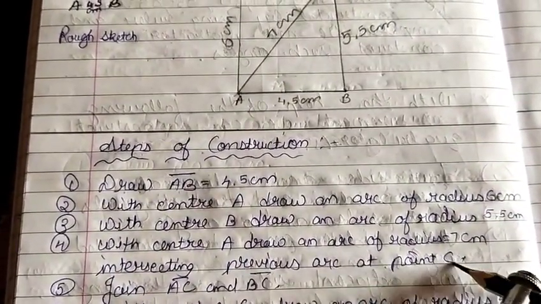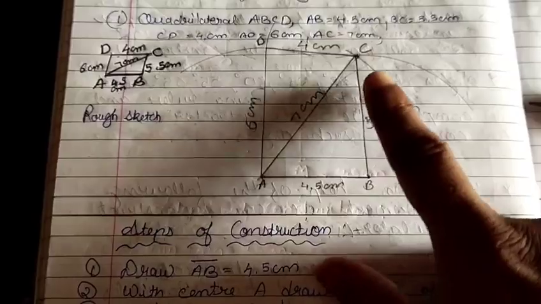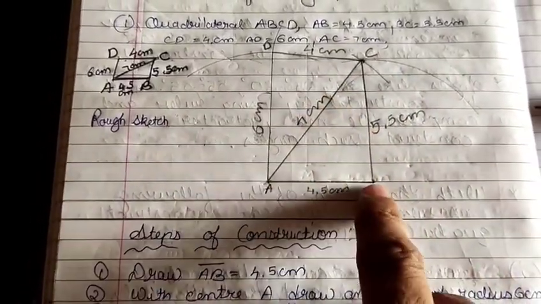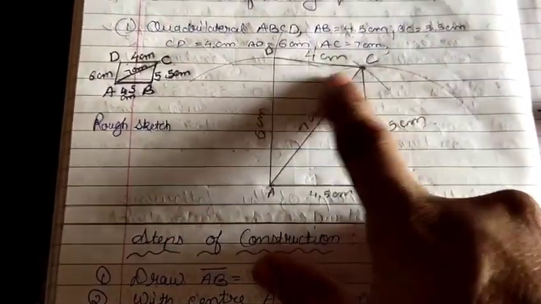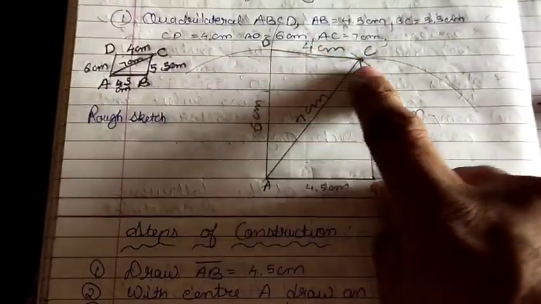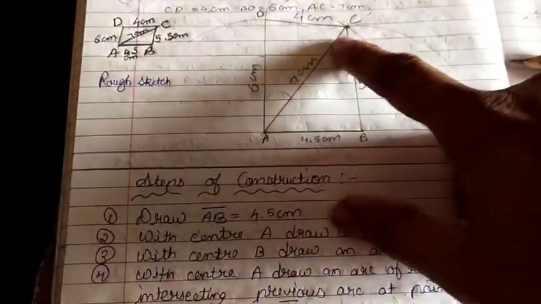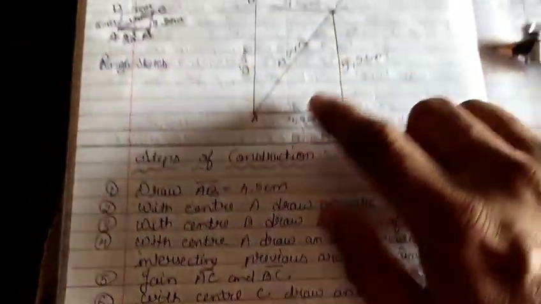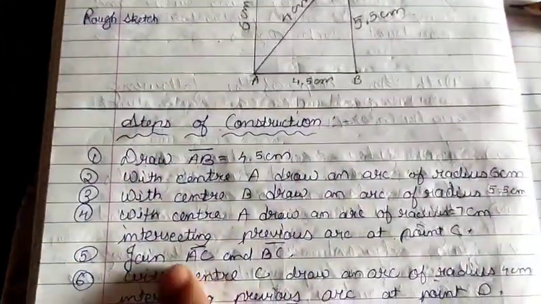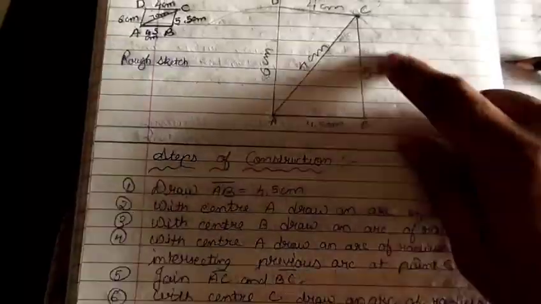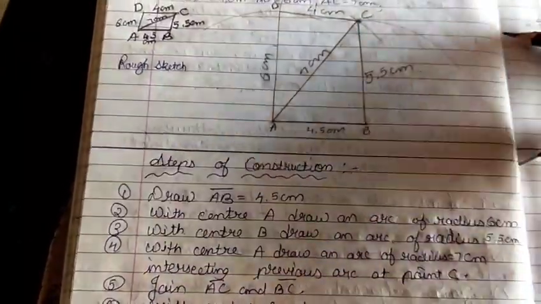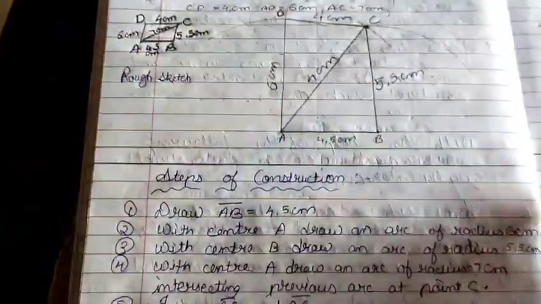Intersecting the previous arc at point C. Now it intersects the previous arc, that is the arc which we had drawn from A to here. It will intersect the previous arc at point C. Now it has become very simple. We got one connecting point over here. So now you can join AC and BC. Write down over here C. Join AC and BC. Then from here, now you can easily construct DC.